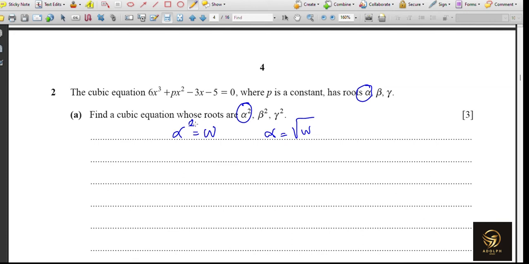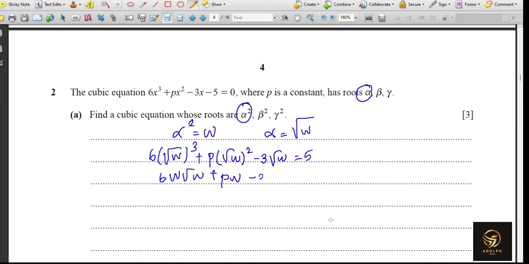So we substitute alpha equal to root w in the place of x, because alpha is the root. If I substitute, I will get 6 into root w power 3 plus p into root w squared minus 3 into root w equals 5. Negative 5 I can move to that side. If I simplify this, I get 6w root w plus pw, because square and root get cancelled, minus 3 root w equals 5.